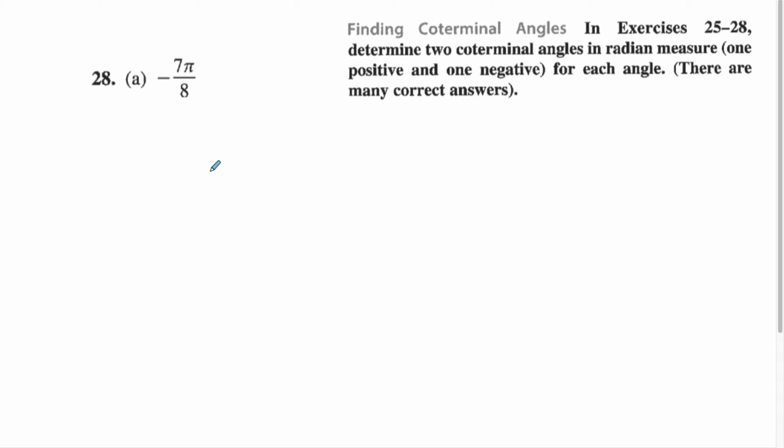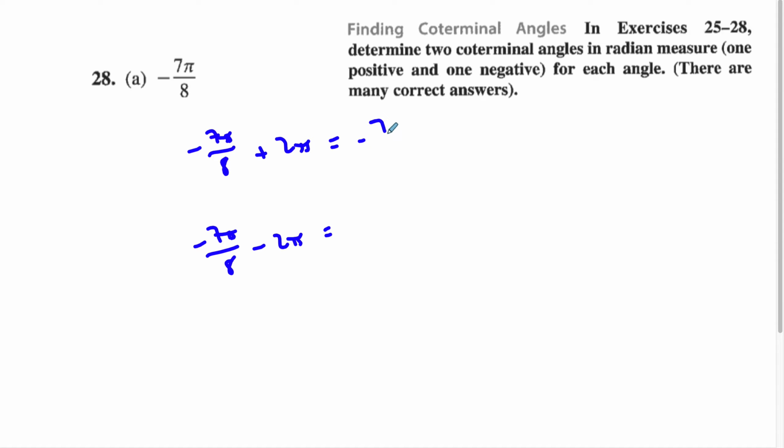The easiest way to do this is to take our negative 7 pi over 8, which is an angle, and add 2 pi and hope that ends up with a positive answer. And then take negative 7 pi over 8 and subtract 2 pi. The idea is this means we're going around the circle counterclockwise once to get a new angle. And here we're doing the same thing. We're going clockwise, right? It gets us another angle with a negative measure.